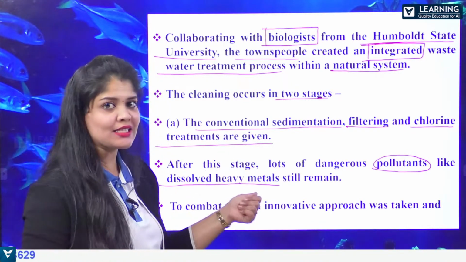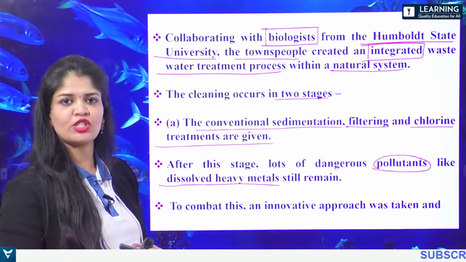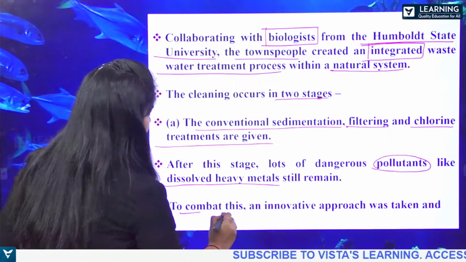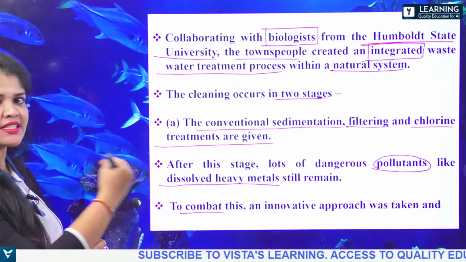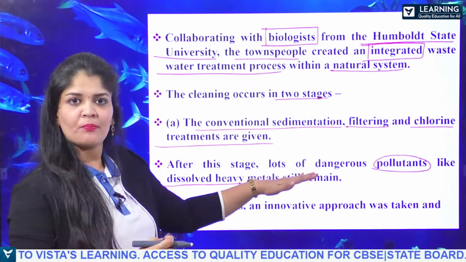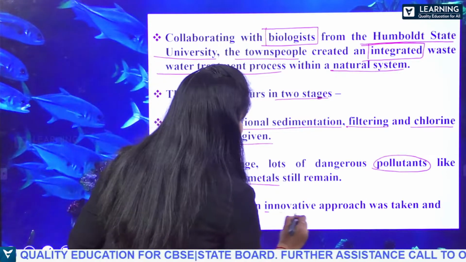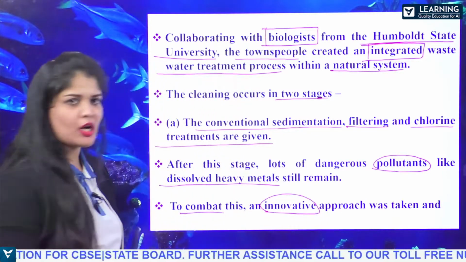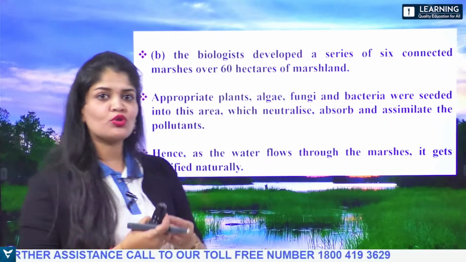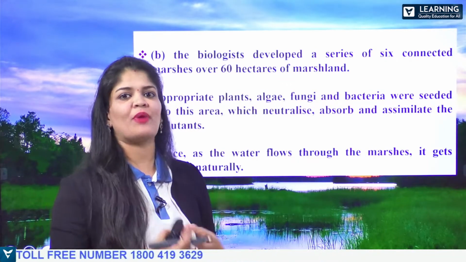Still, the primary effluent contains dissolved forms of heavy metals. We need to treat this. We need to reduce the content of the dissolved heavy metals which are present in the primary effluent. Then to combat, that is to fight against the dissolved heavy metals present in our primary effluent, there is an innovative, that is new approach. The new approach taken is the use of living organisms like plants, algae, bacteria.